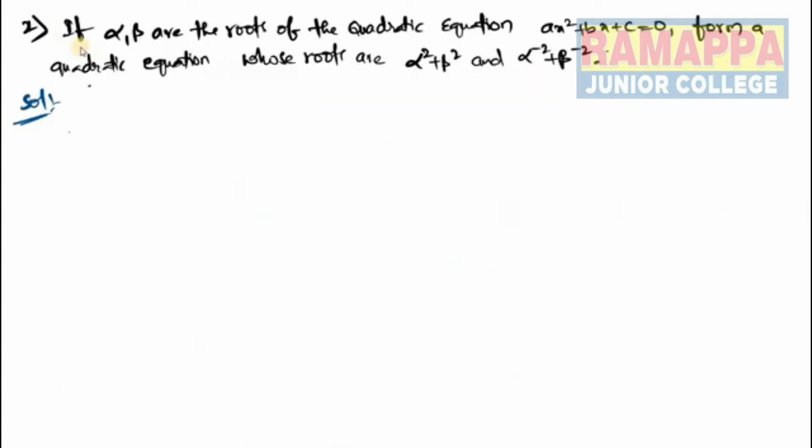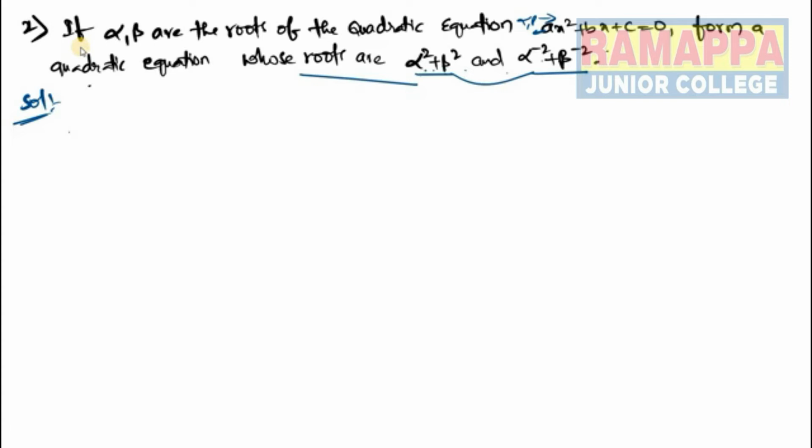Now the second question: if alpha comma beta are the roots of the quadratic equation ax square plus bx plus c is equal to 0, form a quadratic equation whose roots are alpha square plus beta square and alpha power of minus 2 plus beta power of minus 2. So these are the two roots, and we have to find the equation with these two roots. Alpha comma beta are the roots of ax square plus bx plus c. So we are given these roots and we have to find the quadratic equation.